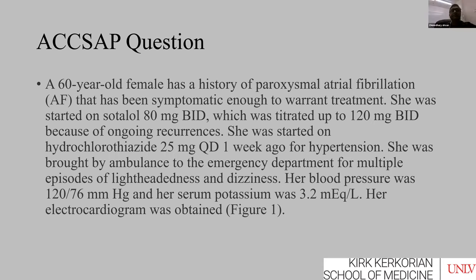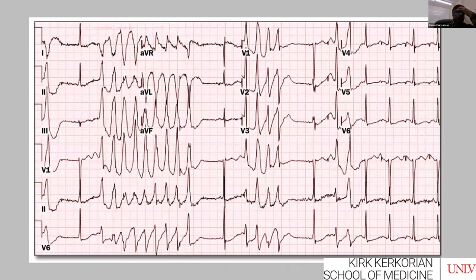Okay, so a 60-year-old with paroxysmal AFib, and she was started on sotalol, and then she was brought by ambulance to the emergency department with dizziness, blood pressure 120/70, potassium 3.2, and this EKG. Hafiz, please go back.